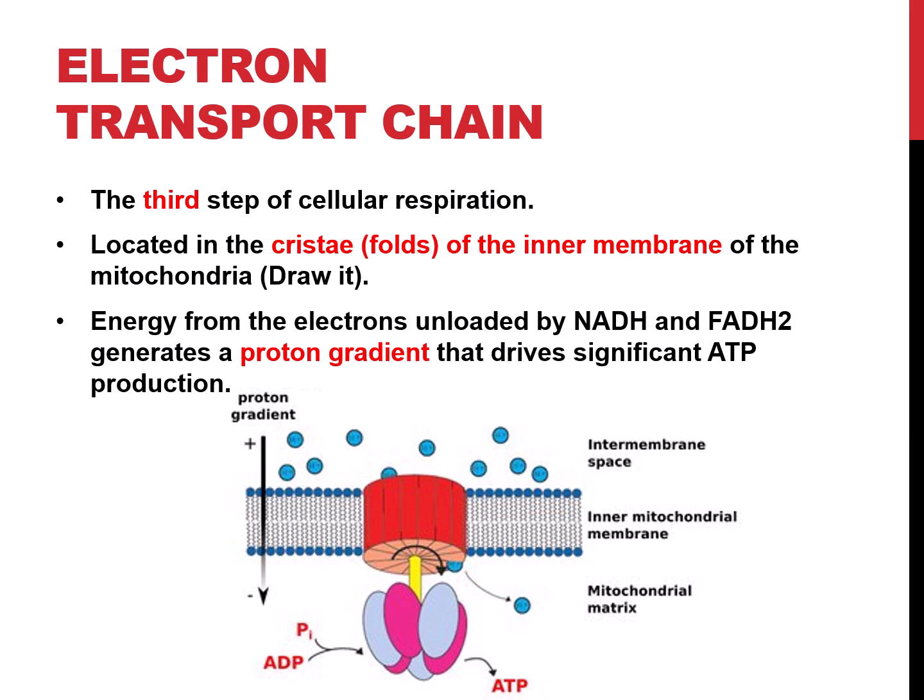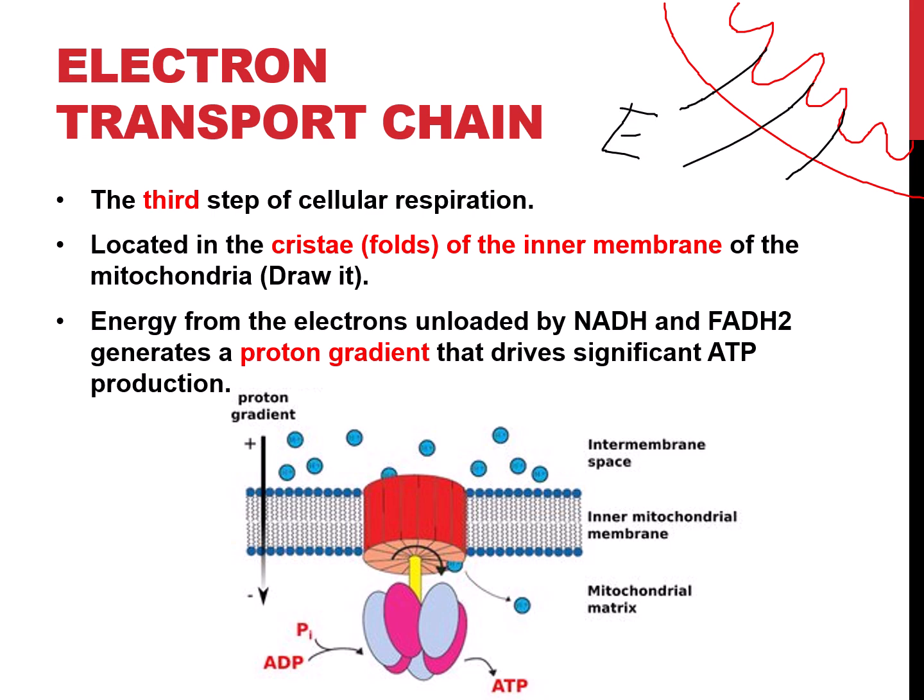The electron transport chain is the third process of cellular respiration. We should be aware that it's located on the folds of the inner membrane, so the cristae of the mitochondria. Again, we have our double membrane of the mitochondrion. It's going to be happening on the folds here. All of these little parts, that's where the ETC occurs.